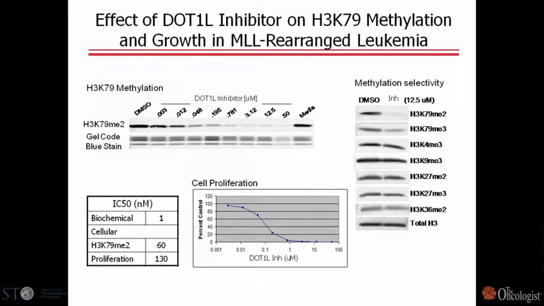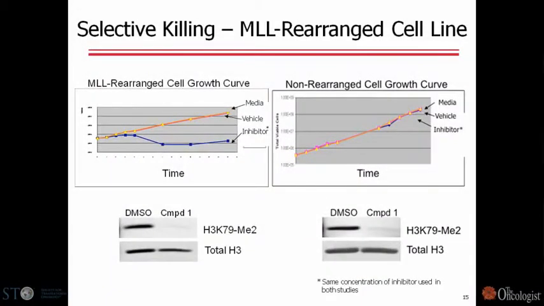These compounds get into cells and in a dose-dependent way block the H3K79 methyl mark. They do so only on the H3K79 methyl mark, none of the other methyl marks of the histones, and so the biochemical selectivity is recapitulated in the cellular selectivity. This diminution in methyl mark translates into an anti-proliferative effect, but that anti-proliferative effect, as expected, only occurs in cells that contain the MLL rearrangement.